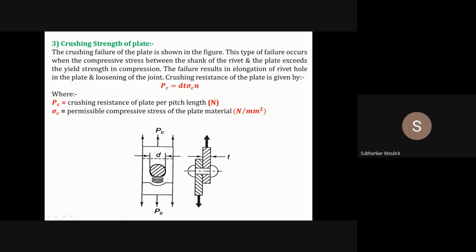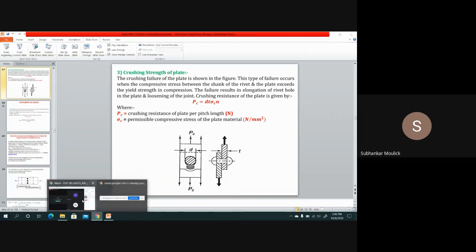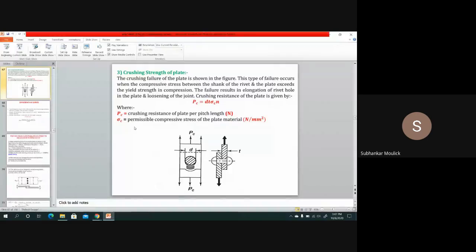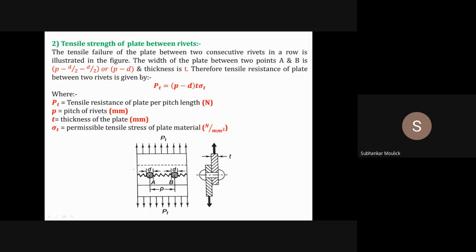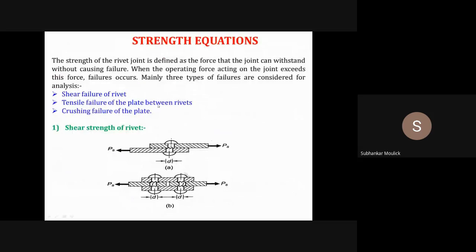Please respond whether the part which I have just talked about is clear or not. Okay, since nobody is responding, I will assume that everything is clear to all of you. Next, once you have found out the crushing strength of the plate, the tensile strength of the plate between the rivets, and the shear strength of the rivet.